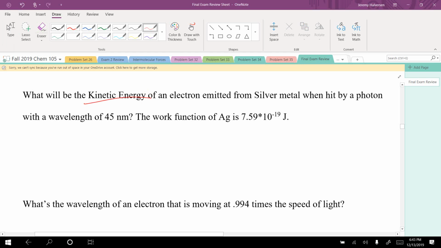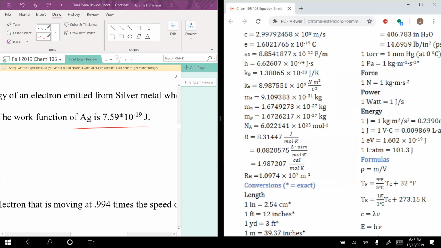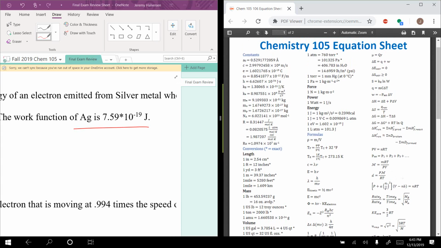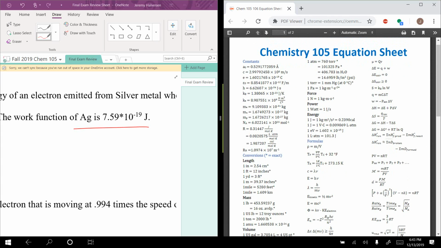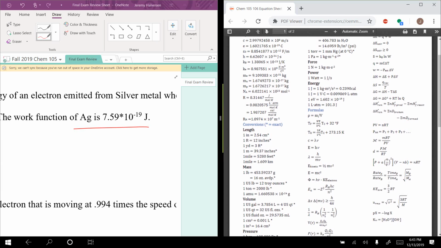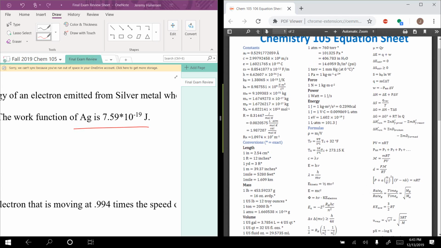Okay, calculate the kinetic energy of an electron emitted from silver metal when hit by a photon with that wavelength. That's the work function of silver. Oh, do you want the equation sheet? Oh, we're good. It's there.